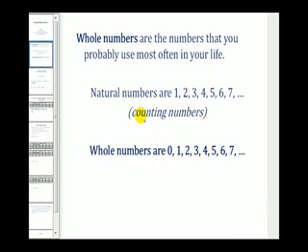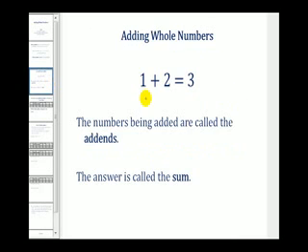Whole numbers consist of all of the natural numbers or counting numbers as we see here and 0. Here we see a very straightforward addition problem of two whole numbers. We have 1 plus 2 equals 3, which means if we take one item and we add two more items, we have a total of 1, 2, 3 items.